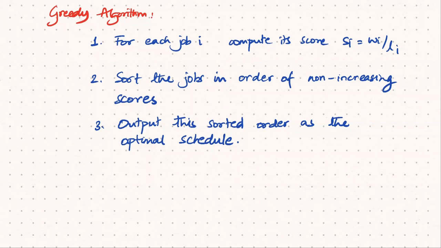Okay, so recall that our greedy algorithm, for each job, first computed its score Si, which was the weight Wi divided by the length Li. It sorted the jobs in the order of non-increasing scores, and it outputs this sorted order as the optimal schedule. And we are trying to understand why this algorithm is actually correct.